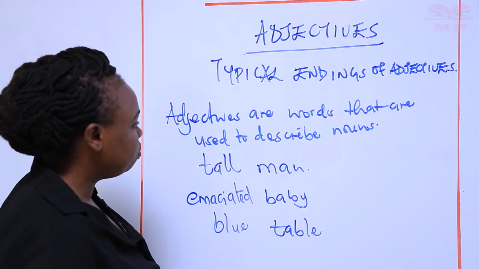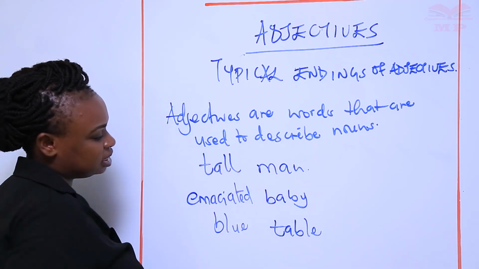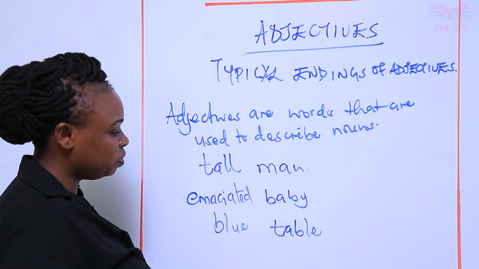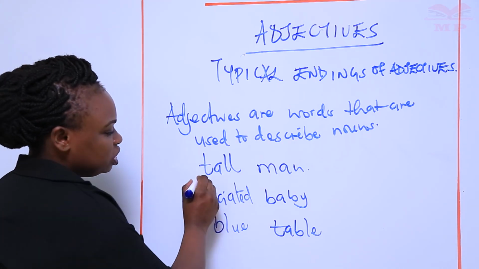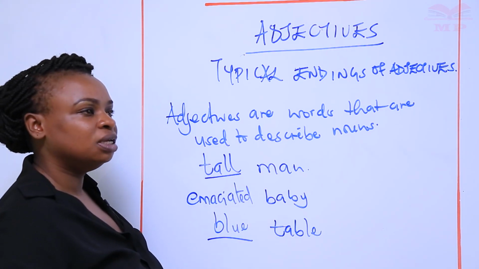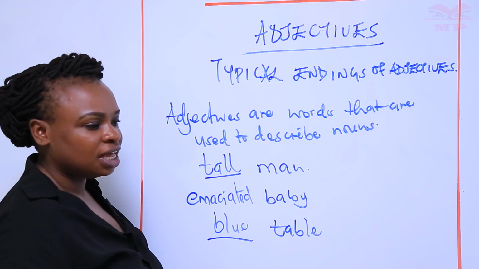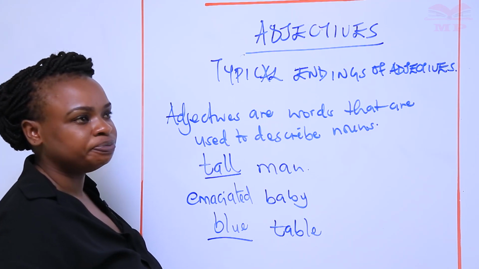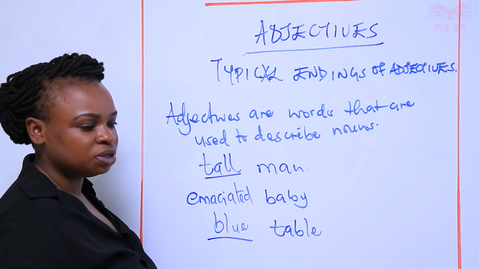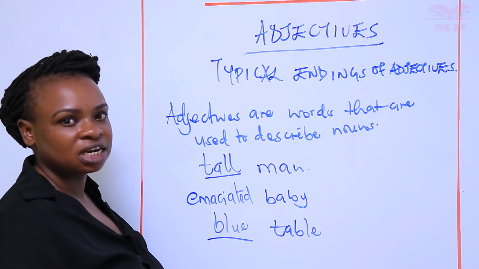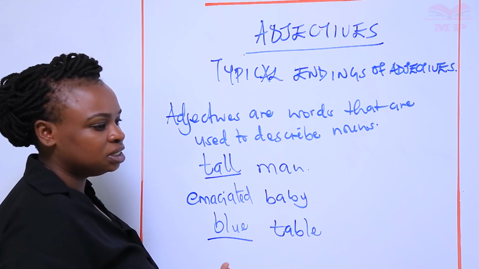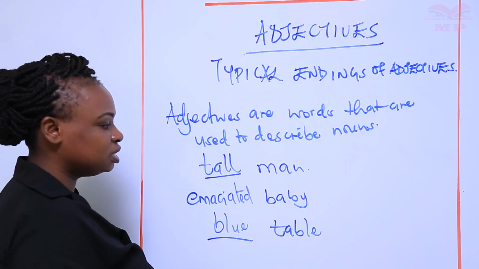All right, so we're basically looking at the endings, how adjectives normally look, so that we know. Sometimes we are used to tall, blue. Most adjectives are those of color, size, or opinion. We have those that describe the size, the shape, the material, the origin, like Kenya, or something like woolen. Those ones are very common adjectives.